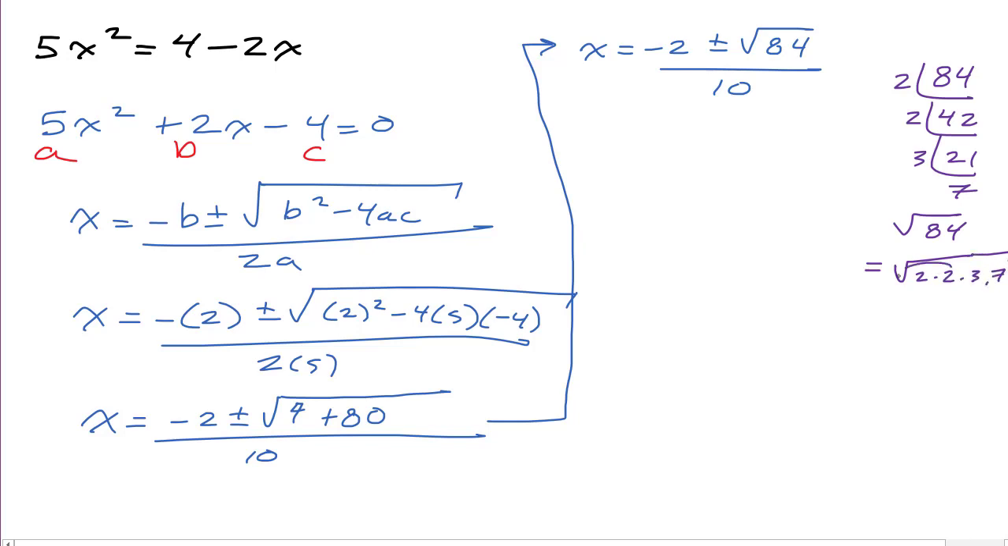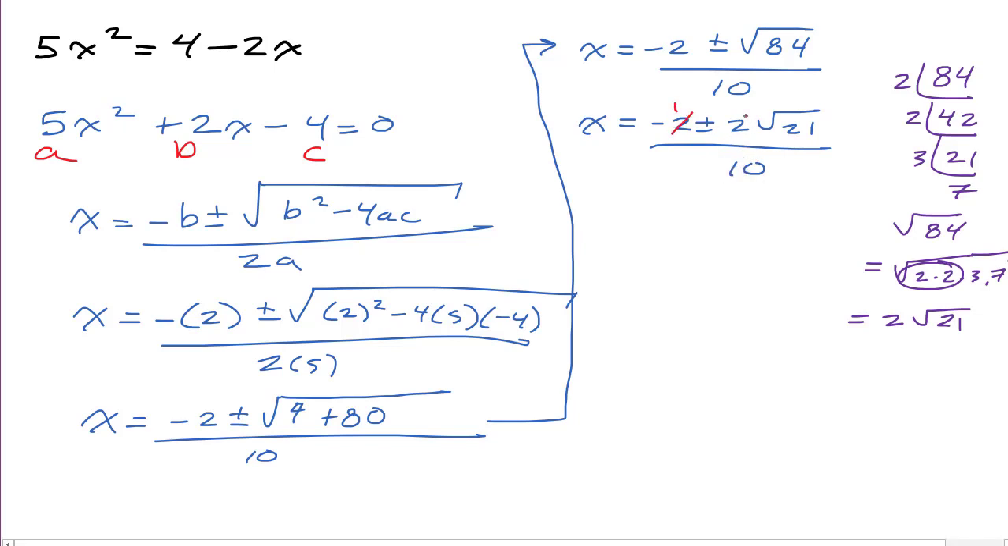Now we've got a pair of 2's, so we can pull out the 2 and we're left with 3 times 7 underneath the square root. So that's 21. All right, so I can rewrite this as negative 2 plus or minus 2 root 21, divided by 10. Now once again, look at both of these terms on top can be divided by 2 and the 10 can be divided by 2. So what I'm going to do is divide them all by 2.